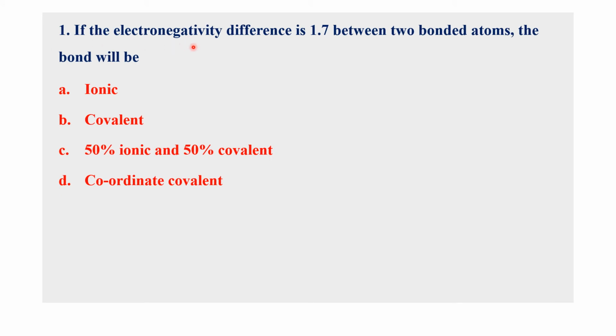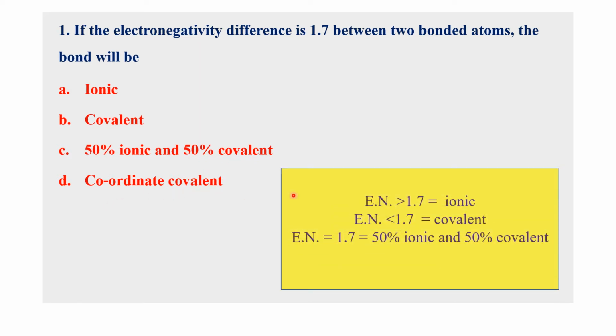If the electronegativity difference is 1.7 between two bonded atoms, the bond will be ionic, covalent, 50% ionic and 50% covalent, or coordinate covalent bond. According to the Pauling scale, if the electronegativity difference is greater than 1.7, then the bond will be ionic. If it is less than 1.7, then the bond will be covalent. And if it is equal to 1.7, then it is 50% ionic and 50% covalent. Now the answer is clear, 50% ionic and 50% covalent.